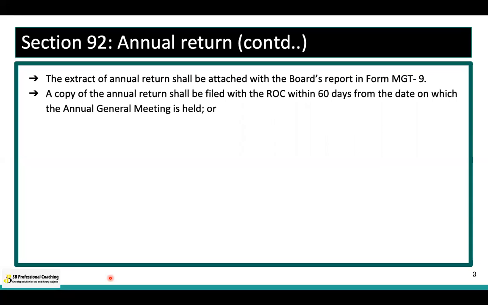Next point is a copy of the annual return. A copy of the annual return shall be filed with the ROC within 60 days. The annual return has to be filed with the ROC within 60 days from the date on which the annual general meeting is held.